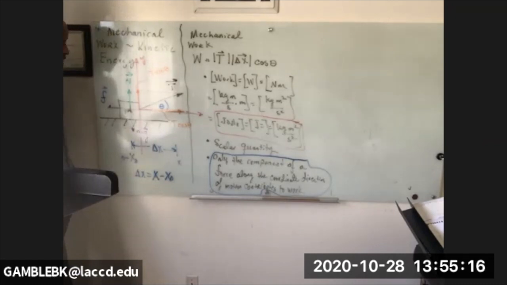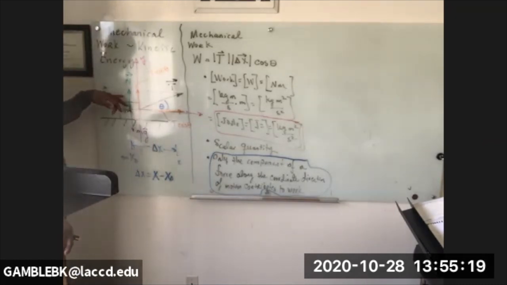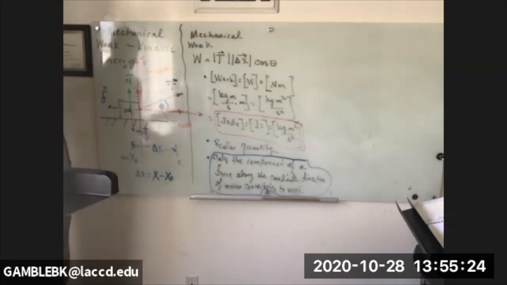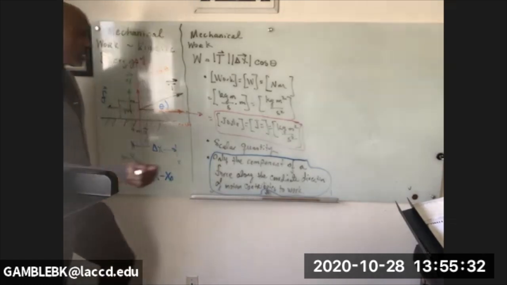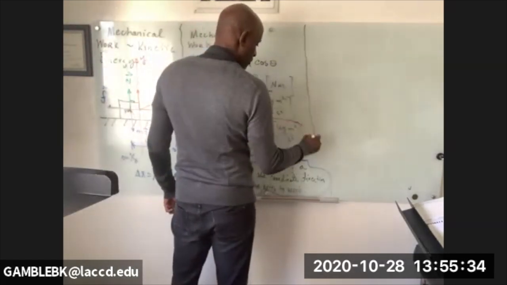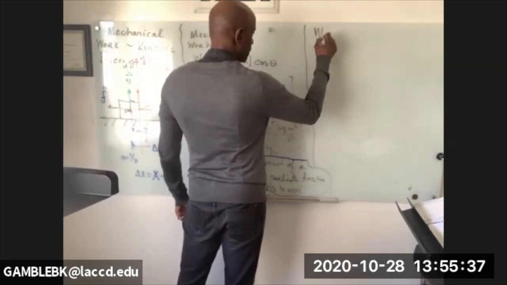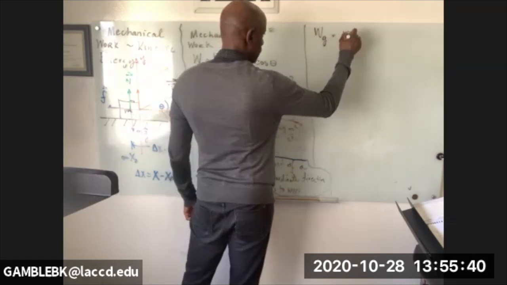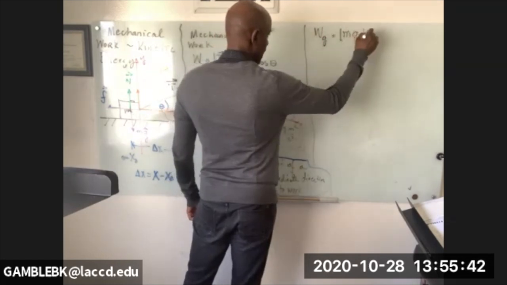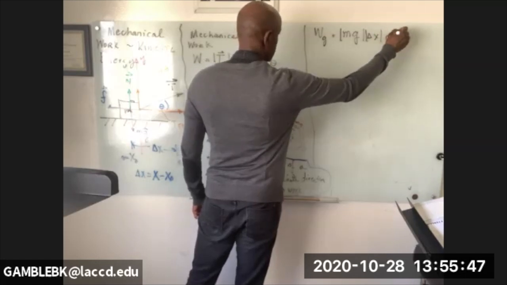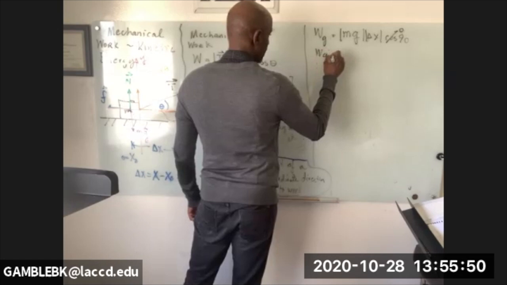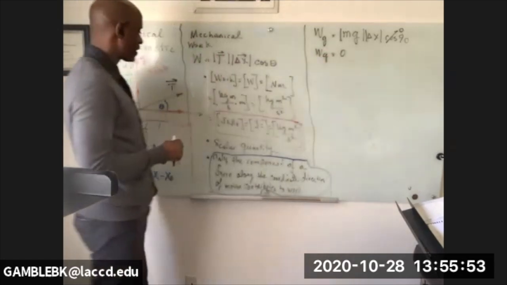In fact, if you looked at the work done by the normal force, or gravity, using this definition, look at what you get. The normal force is 90 degrees relative to the direction of motion, and so is mg. The work done by gravity is going to be the force of gravity, mg, times delta x, times the cosine of 90 degrees. But the cosine of 90 degrees is 0, so there is no work done by gravity.